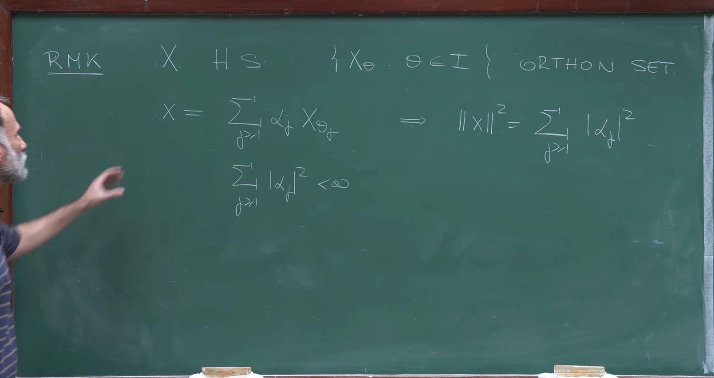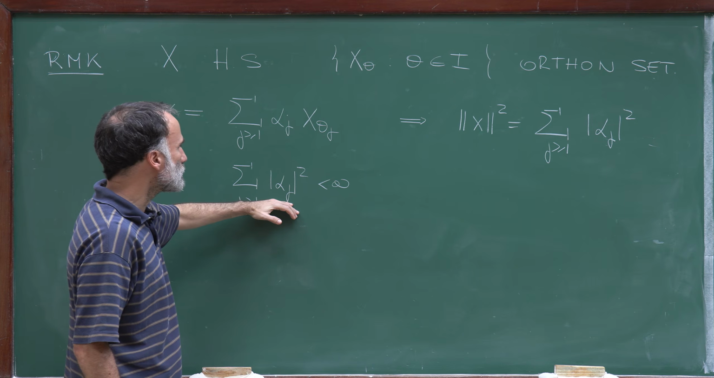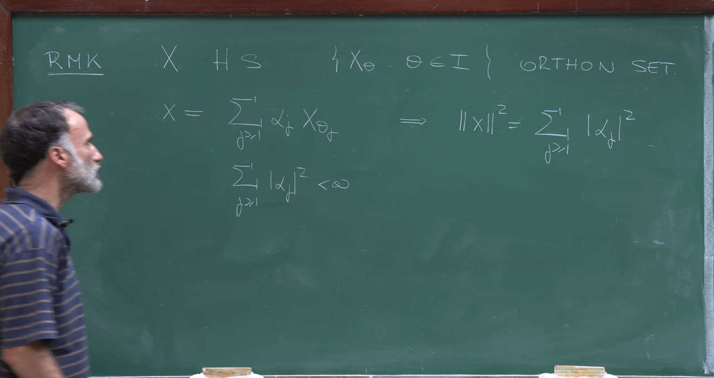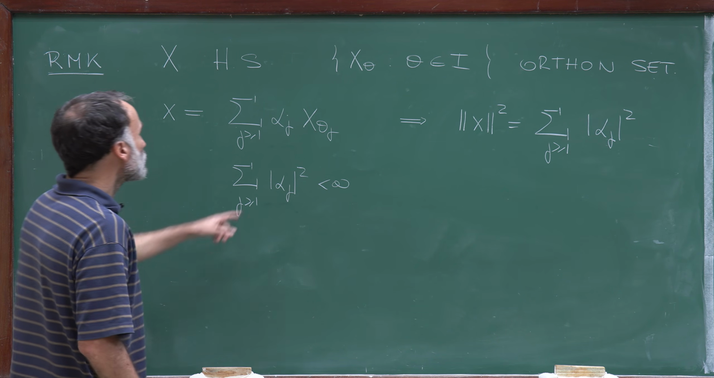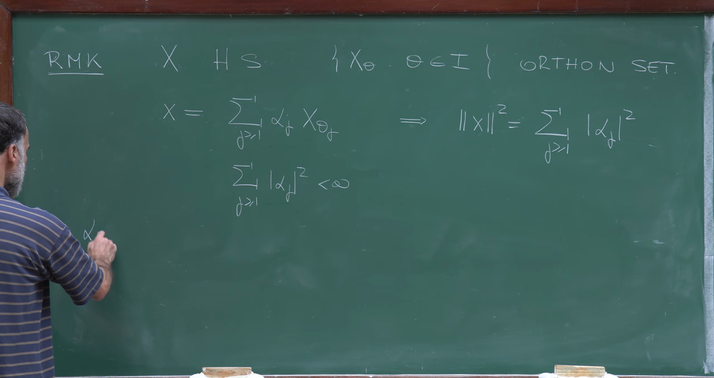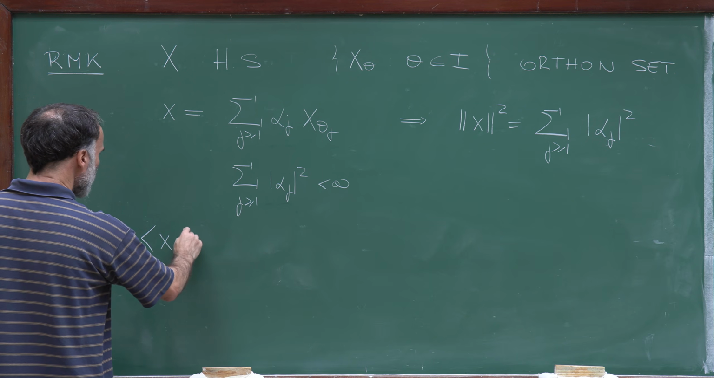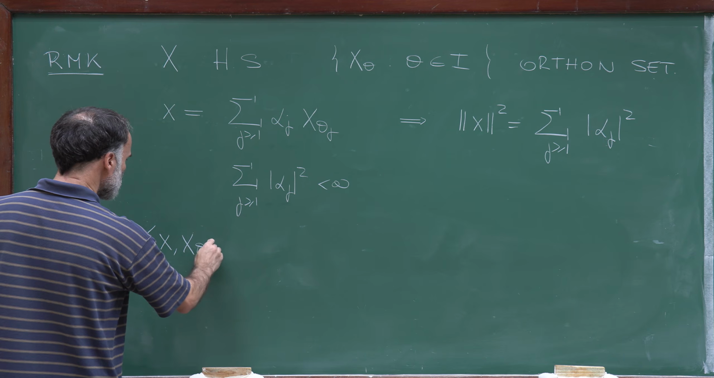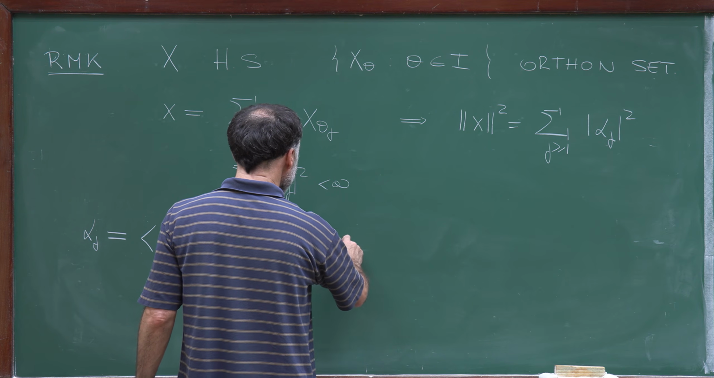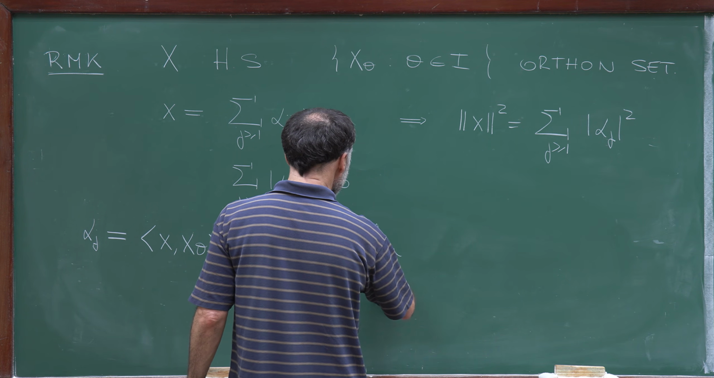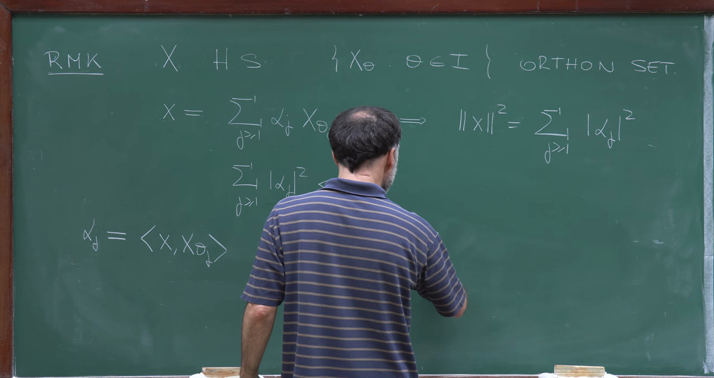So we have this identity whenever you have x which is given by this sum for alpha j's which are square summable, then the norm of x squared is equal to the sum of the squares of the alpha j's. And what are the alpha j's? What I claim is that alpha j is actually equal to the scalar product of x with x theta j. And why is that so? Well, remember that x is the limit in M. The definition of x is as the limit in M of the partial sums.